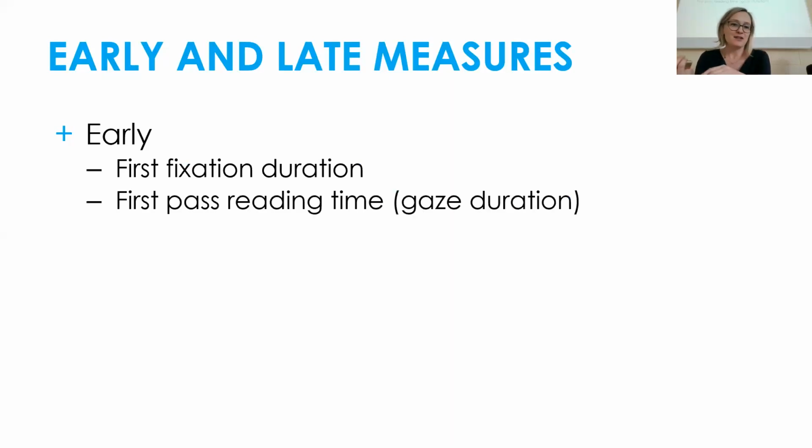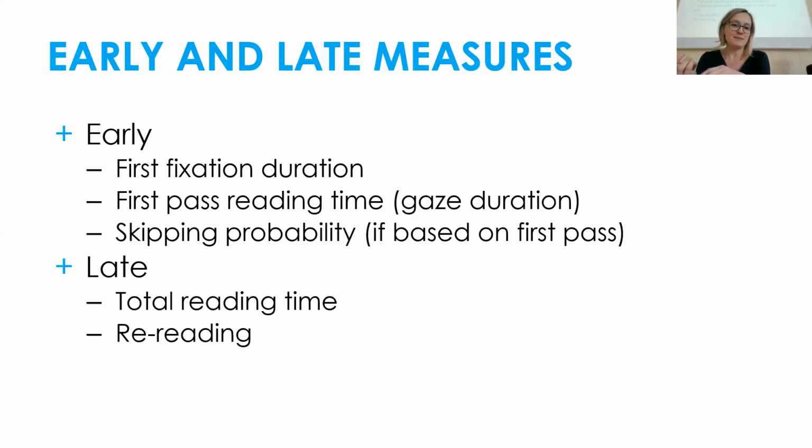Okay, so what are these early measures? And what are the late measures here? So the early measures I already mentioned: first fixation duration, first pass reading time. If you remember the example with windmill, there were 2 fixations on the windmill, and then there was a regression. So in the first pass reading, we had 2 fixations, so we would add that up. And then skipping probability, again, could be defined as skipping in the first pass, whether you skipped, or skipping entirely, whether you did not actually look at the word in its entirety at all.